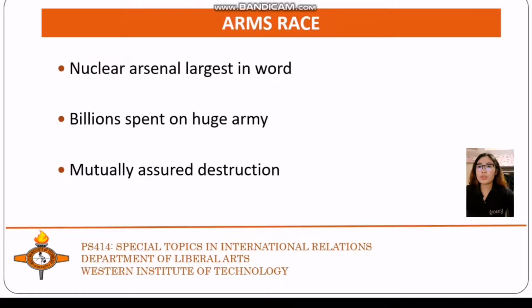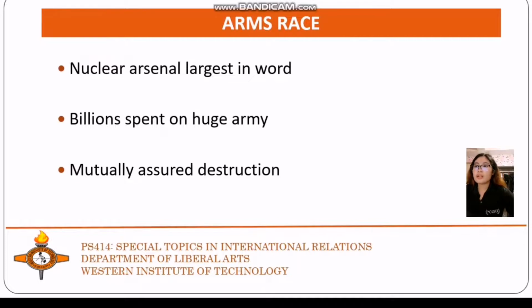Okay, so after the space race, we have the arms race. So an arms race occurs when two or more countries increase the size and quality of military resources to gain military and political superiority over one another. So the Cold War between the United States and Soviet Union is perhaps the largest and most expensive arms race in history. However, others have occurred, often with dire consequences.